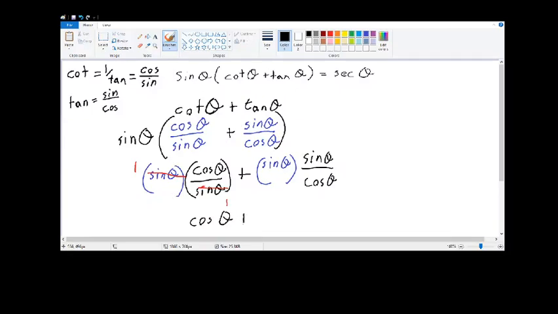On the right side, however, there is no crossing out that we could do, as we have a sine theta and a cosine theta. So instead, we'll just multiply straight across and work from there. So in this case, sine theta times sine theta, when you're multiplying something by itself, all you're doing is squaring it. So we could set that as sine squared theta over cosine theta.